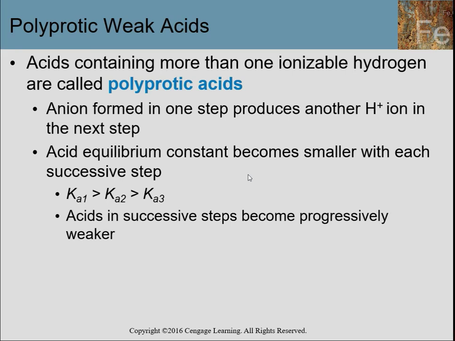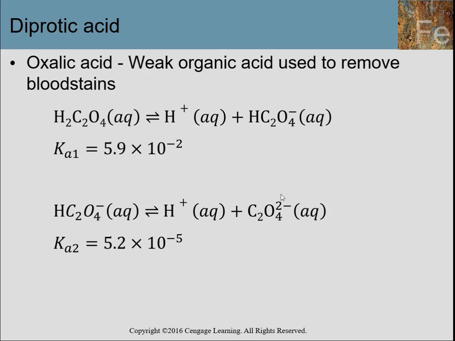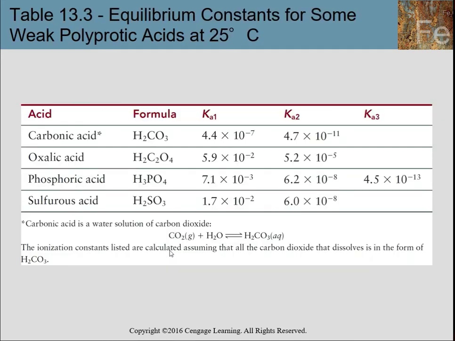As you strip more and more protons off, it's going to be harder and harder to take protons off. So it's going to hold on a lot tighter. So for instance, here's a diprotic acid, oxalic acid. It's got 2 protons. The first proton has a Ka of 10 to the negative second. The second proton, 10 to the negative fifth. Very different, but the second one is always going to be less than the first one, and the third one, if there is one, is going to be less than the second one.